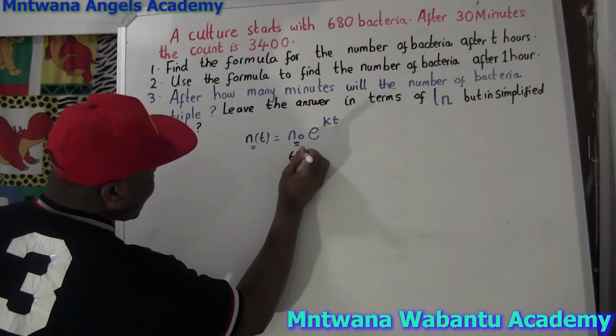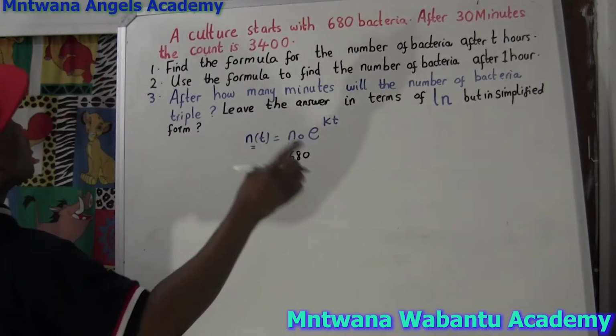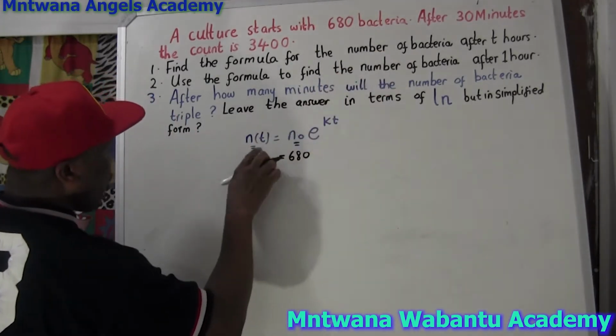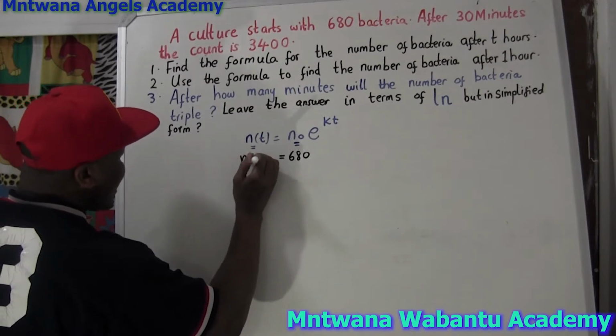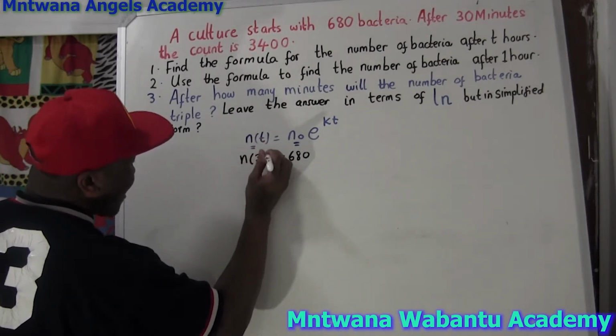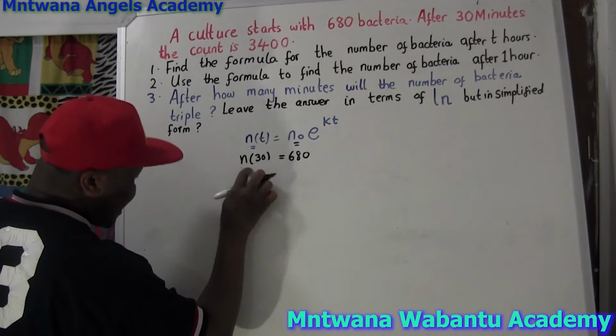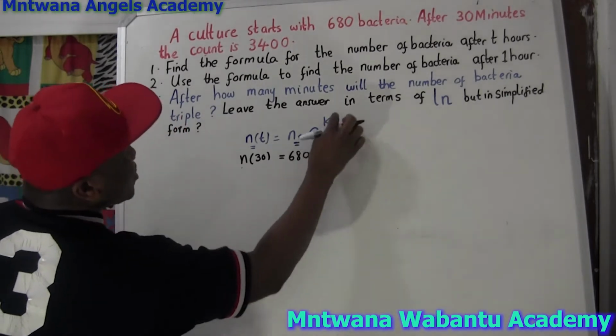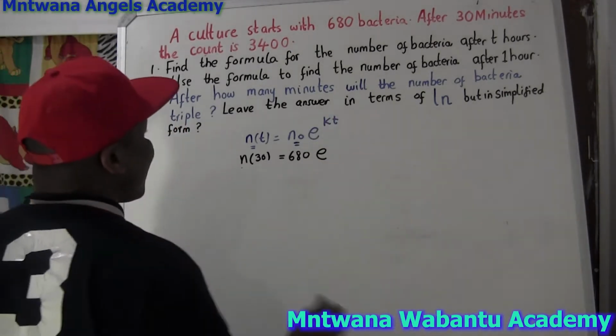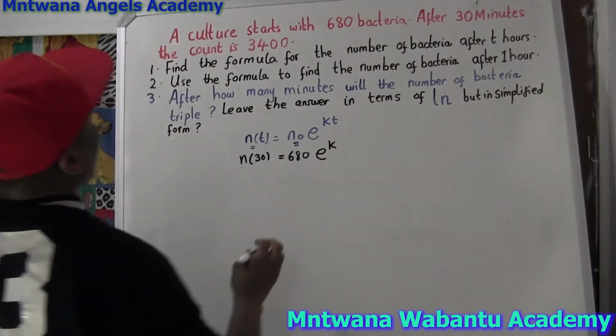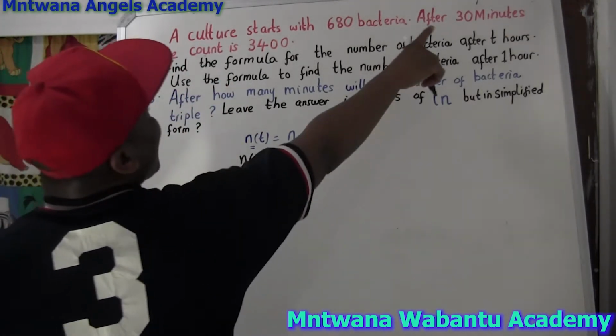680 bacteria. Final, do we know? We don't know, but they say after 30 minutes. So our time is 30 minutes, but we don't know what the count is going to be. e, do you have a k? k is a constant. We don't have k. Okay, so time we have 30 minutes.